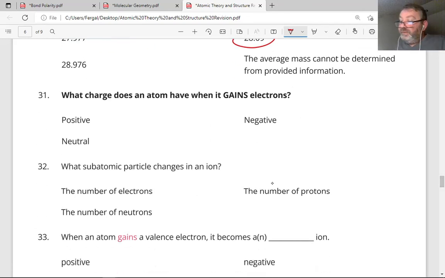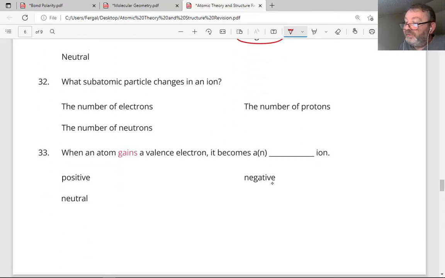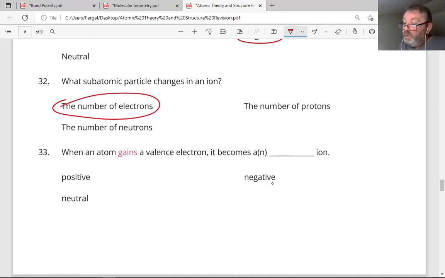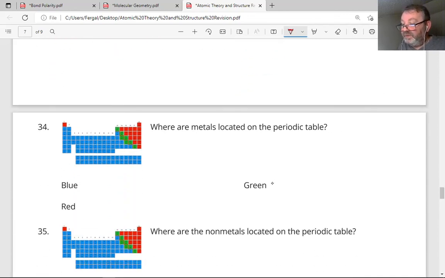What charge does an atom have when it gains electrons? Well, if you gain electrons, you become more negative, so therefore the negative charge. What subatomic particle changes in an ion? What forms ions? The gain or loss of electrons. When an atom gains a valence electron, it becomes a negative ion. Okay, because when you gain electrons, you gain negativity, so you become negative.